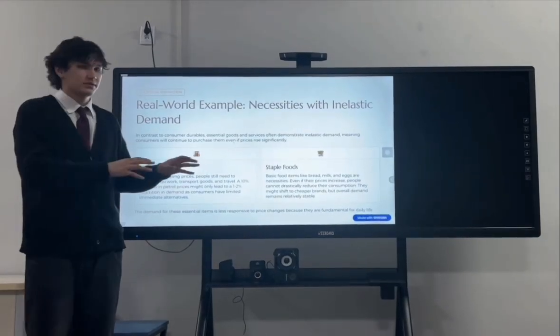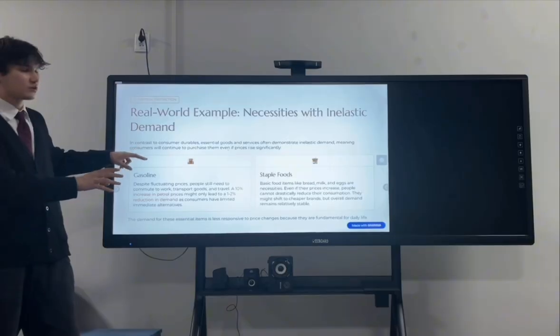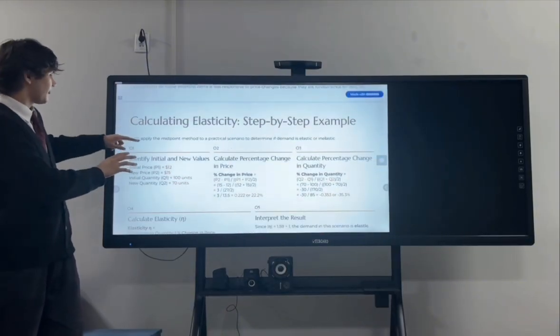Also, real-world examples as well as necessities with inelastic demand. I'll be talking about this. We are partially talking, so we'll just skip it.